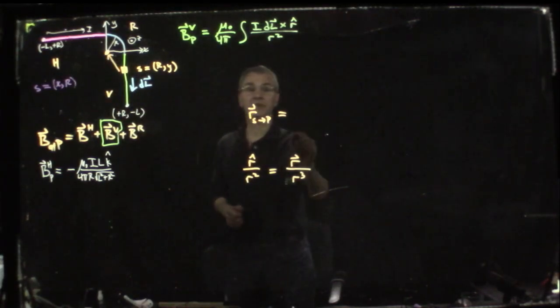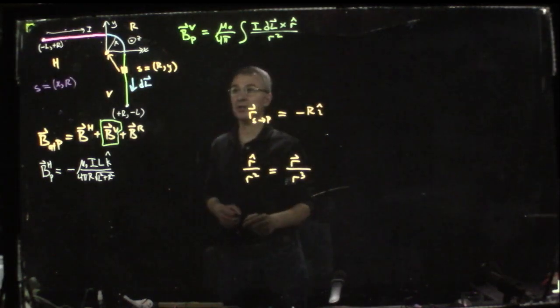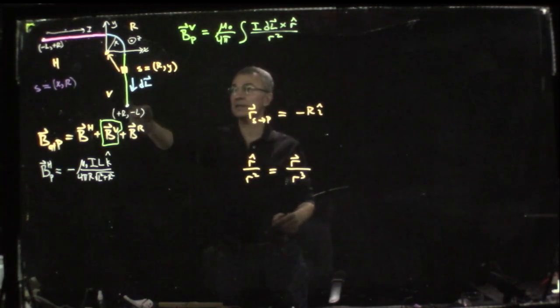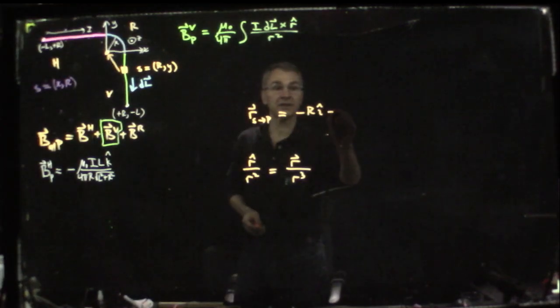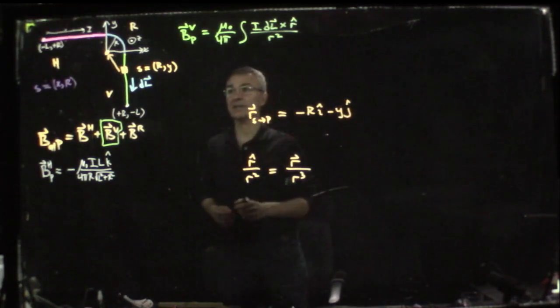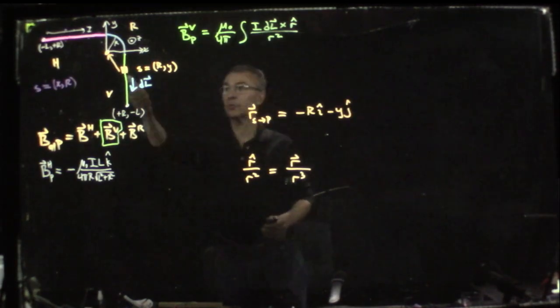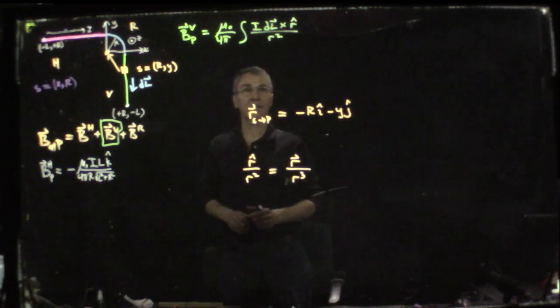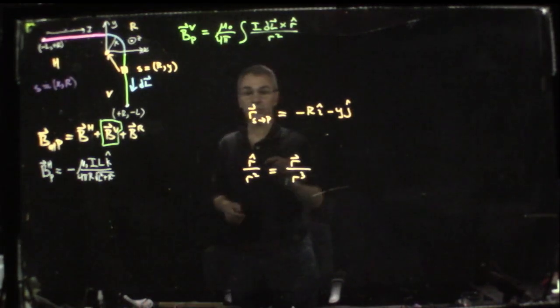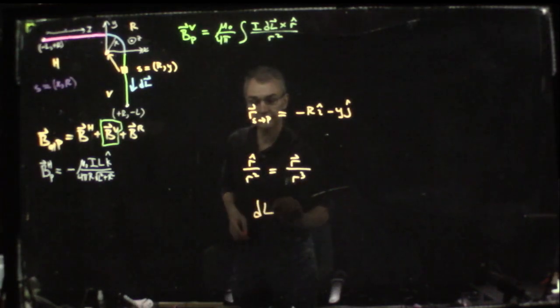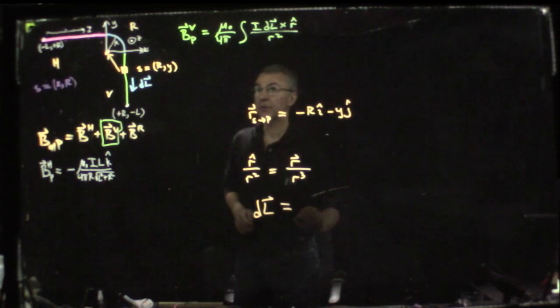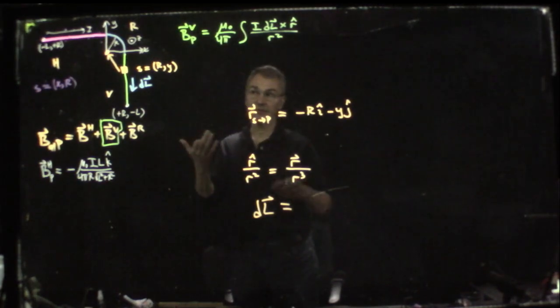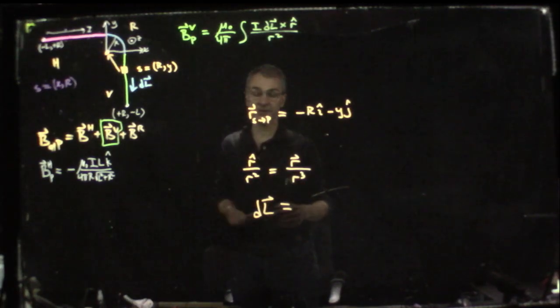So its x component is just minus r. So there's minus r I hat. Its y component should be positive, but remember y is less than 0 here, so it's actually minus y j hat. Minus y is a positive quantity, so this is going to the left and it's going up. That makes sense. And then we have dl, now we want to think about this. Naively you would say it's dy times j hat.